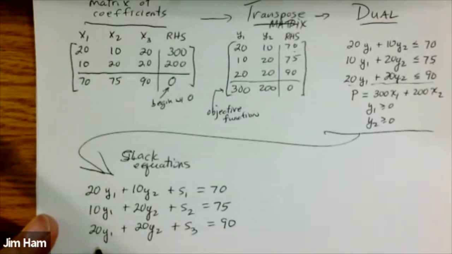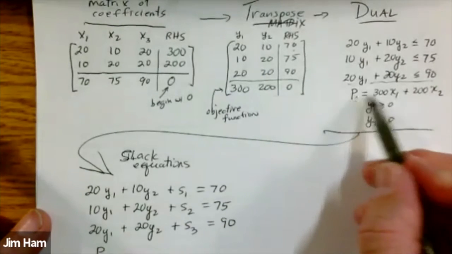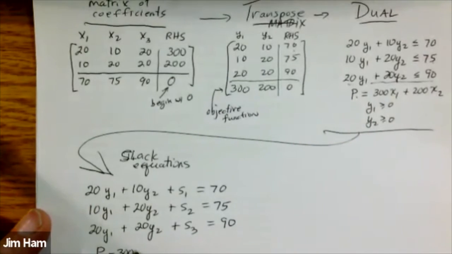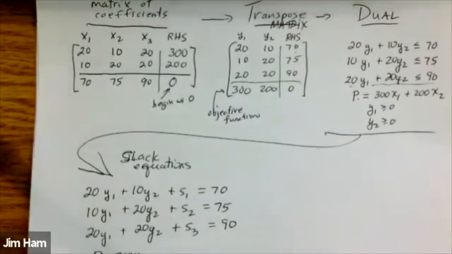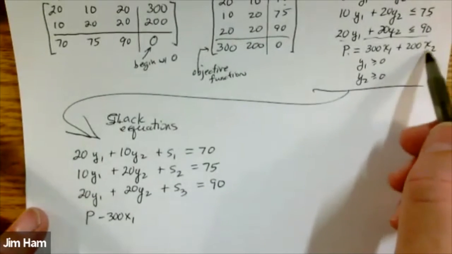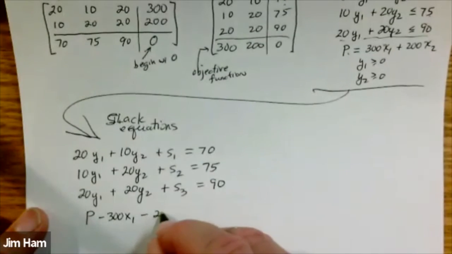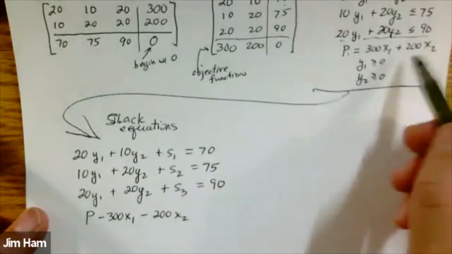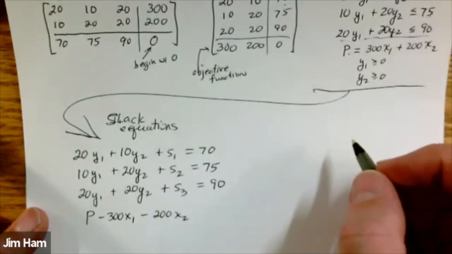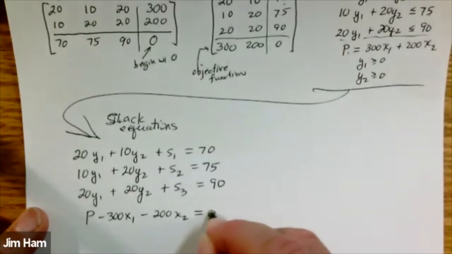And then we're going to write P. We're going to bring over the 300x1, so that's P minus 300x. We're also going to bring over the 200x2. And if I bring both of these two algebraically over to the left, then there's nothing left on the right. So equals 0.